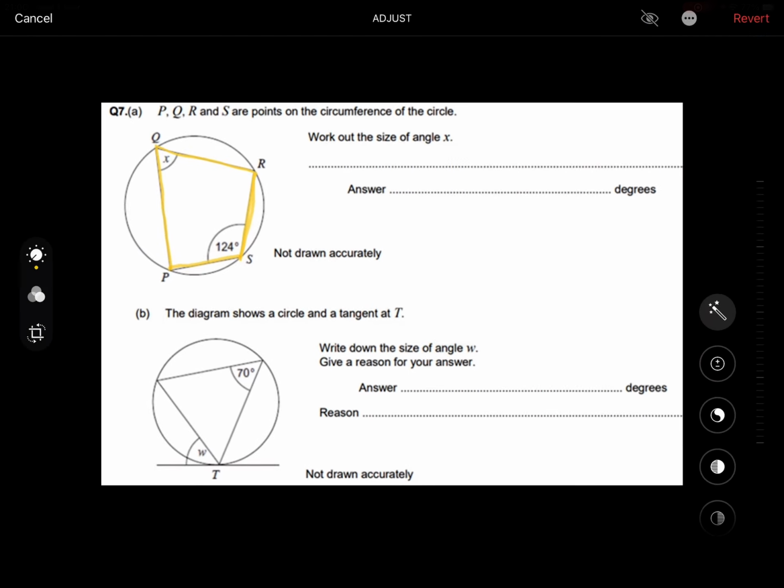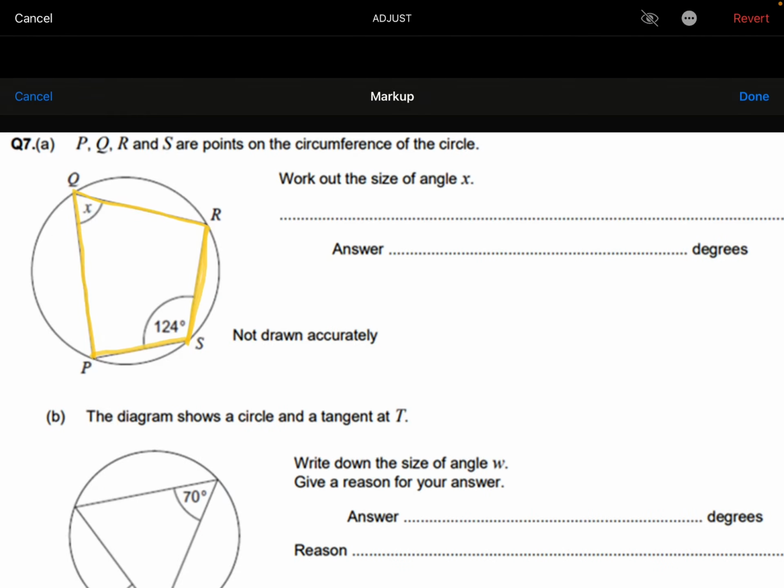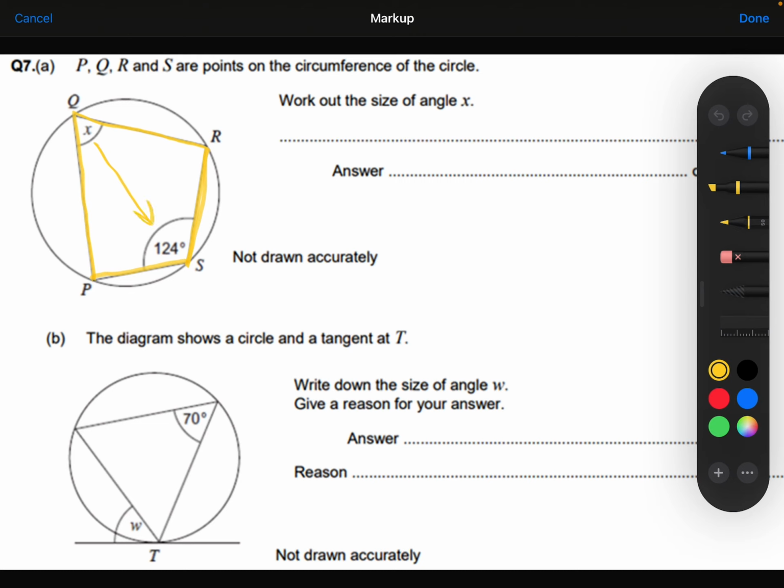So in this case, these two opposite angles must add up to 180. So we can do 180, take away 124, which is just going to be 56.